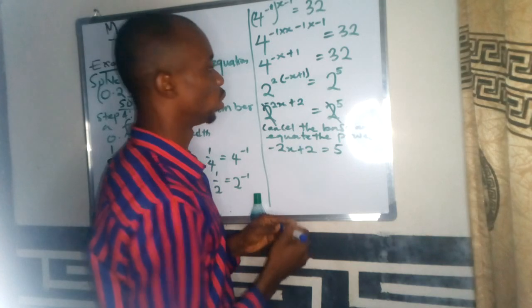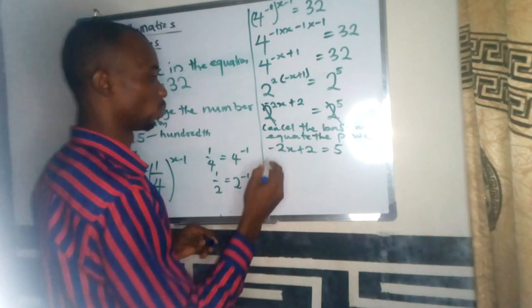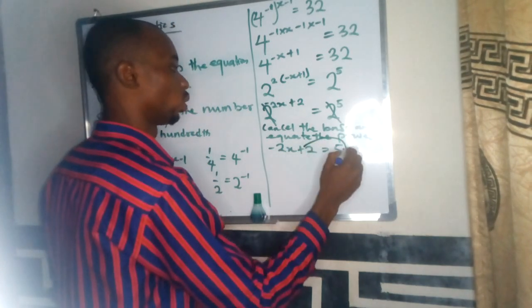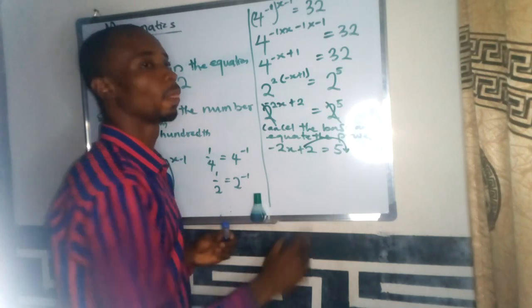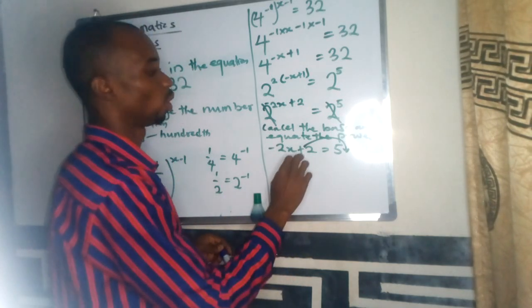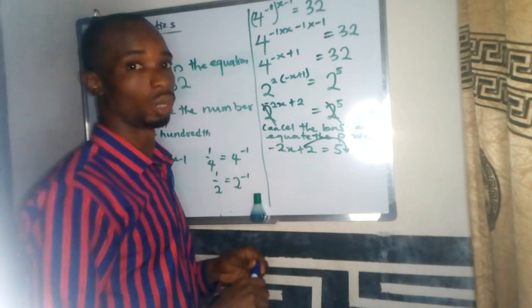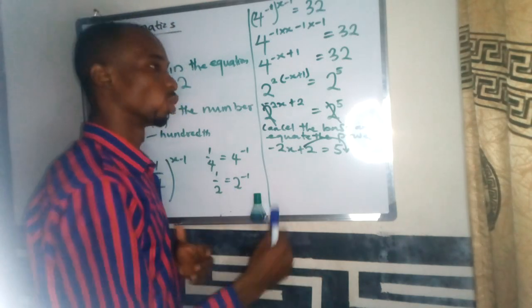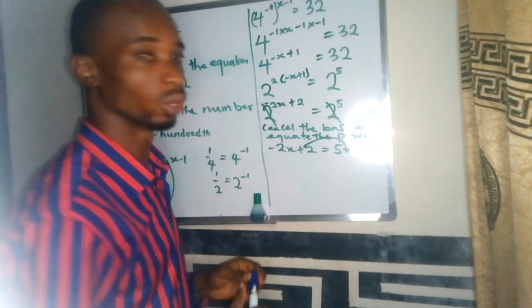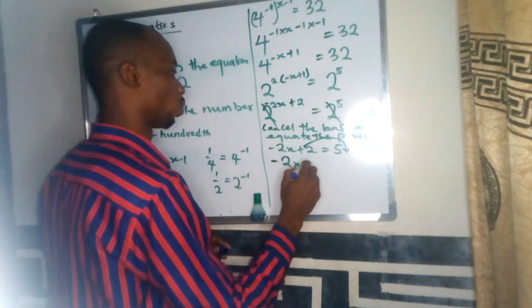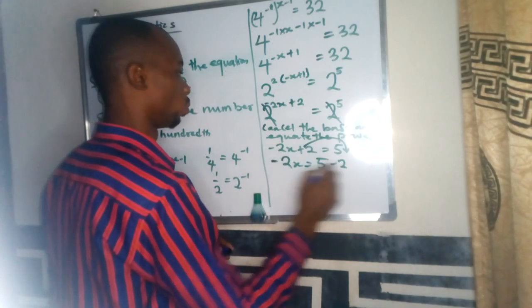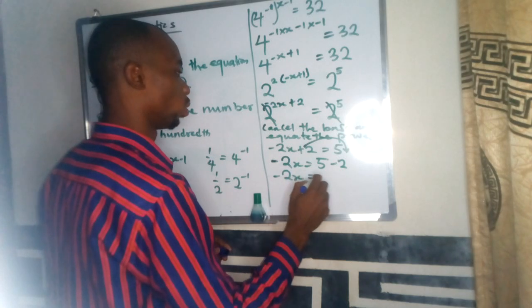So what next you're going to do is collect like terms. Take the 2 to the other side. It will change from a plus sign to what? A minus sign, because anytime a number crosses the equal to sign, the sign will change. If it was positive, it will change to negative. If it was negative, it will change to positive. So we have minus 2x is equal to 5 minus 2. And that 5 minus 2 will give us what?